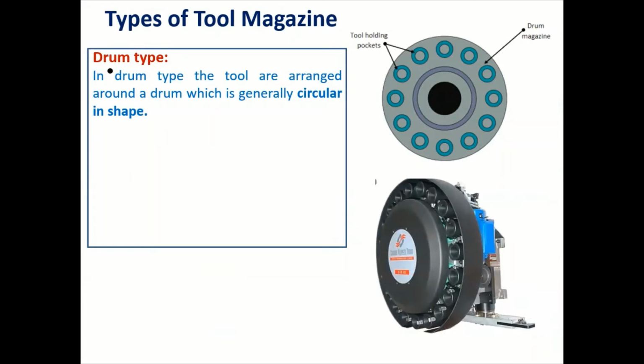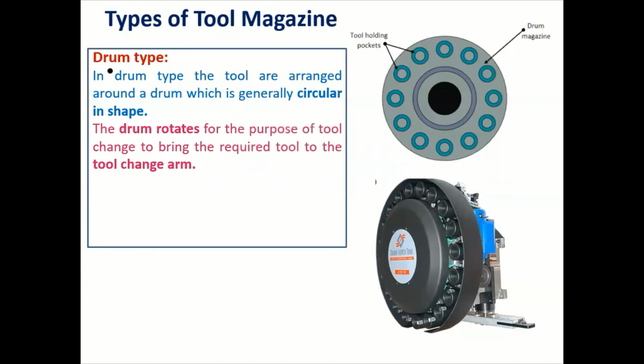This is a 3D view. This is a drum which is circular in shape, and a number of tools can be held in these pockets. You can see on your screen the number of tools you can hold. For that we require proper tool holding pockets. This is a drum magazine, and you can see it is circular. It looks like a drum, that's why it is called the drum type.